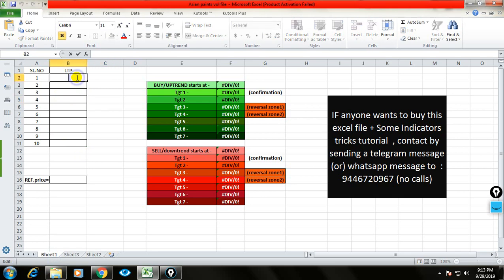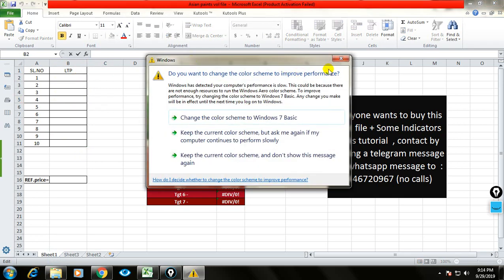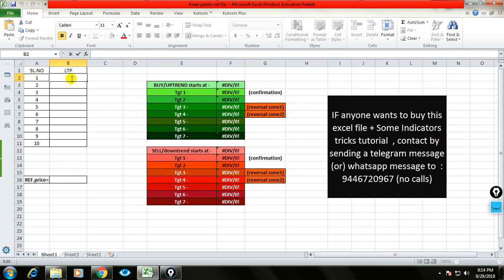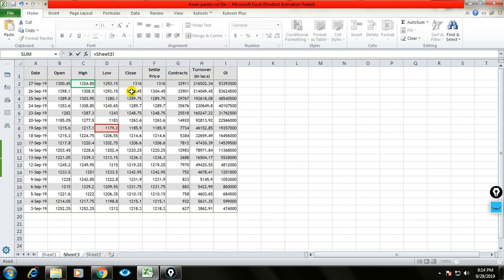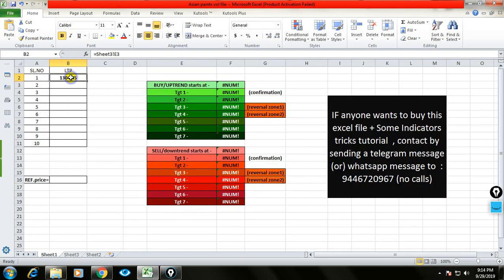For that we have to enter equal to here in the first row. Now go to sheet 3 and click the closing price of 26th September and click enter. Now the closing price of 26th September is placed in the SL number 1. Now simply click and drag downwards up to the 10th field. Now the previous 10 days closing price from 26th September and backwards is placed into the respective fields.